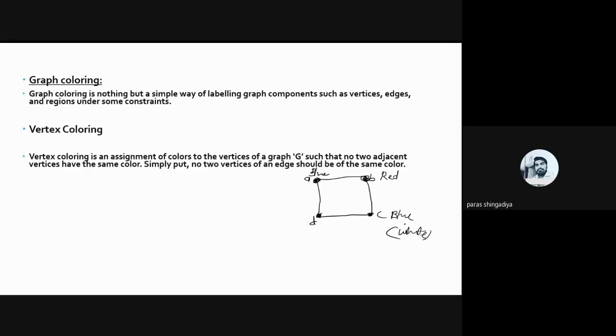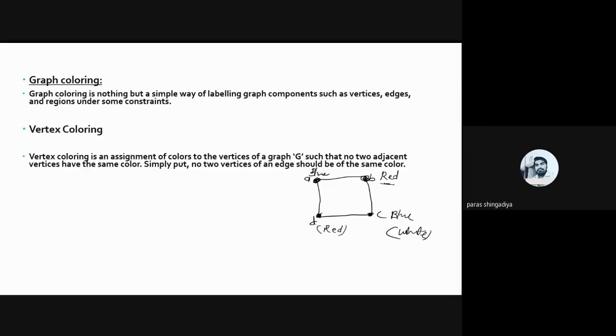Why can you use the blue color again? Because there is no connection between A and C. There is no direct edge between A and C. So you can use the blue color, otherwise any other color in place of that. And now for D, you cannot use blue color or white color here, but you can use the red color.